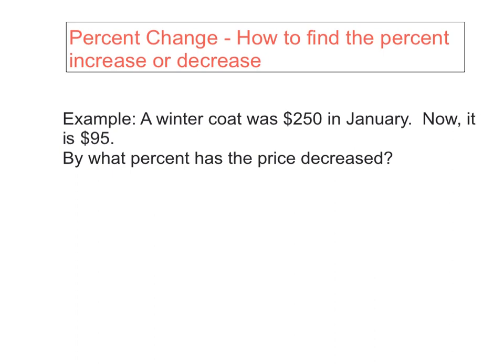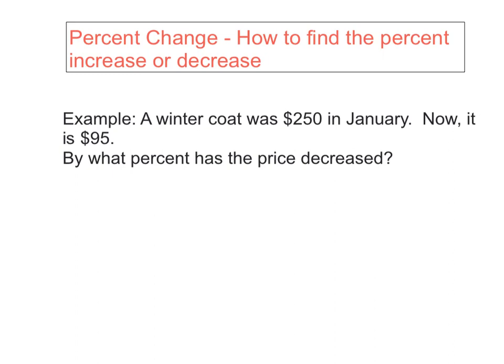So I'm going to do an example. We'll talk about in general how to do it, and then we'll do another example. In this first example, we have a winter coat that was $250 in January. Now, since it's spring, it is only $95. So what percent has the price decreased?